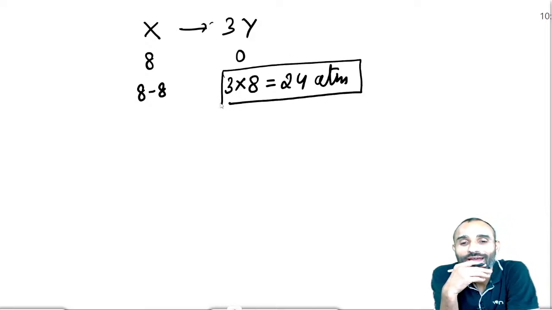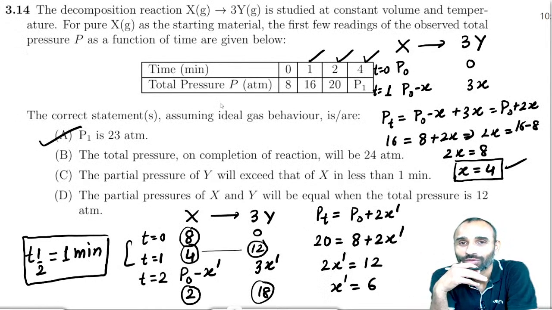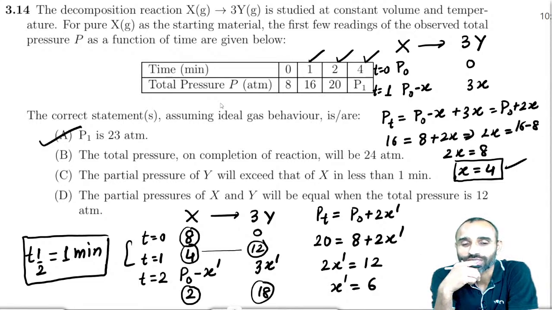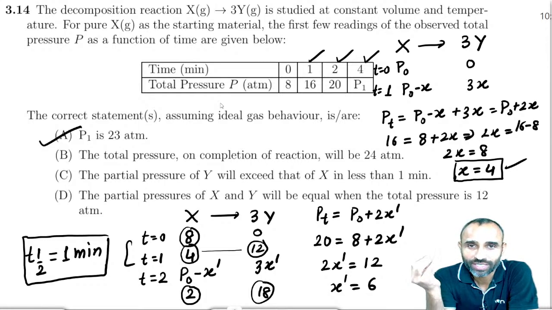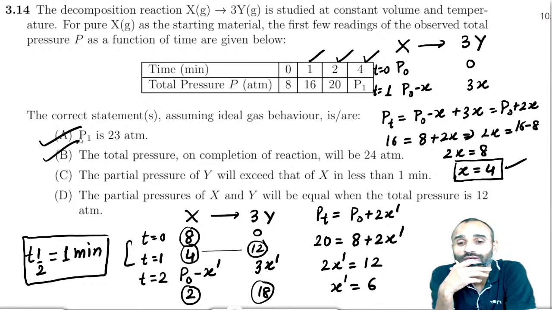Got it? It is not written how much time it takes. It takes infinite time. But if reaction is completed by any means, then on completion of the reaction, what is the total pressure of the mixture? Because when reaction is completed, whole of the reactant is consumed, and that is only 8 atmosphere. Whole X is converted into Y. 1 mole of X gives 3 moles of Y on completion of the reaction. Total pressure comes out to be 24 atmosphere.